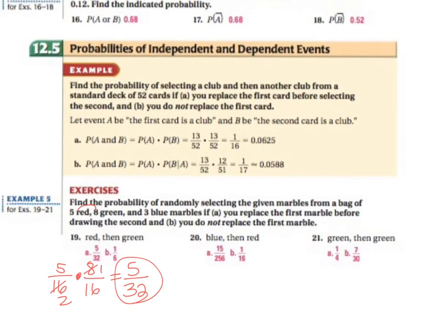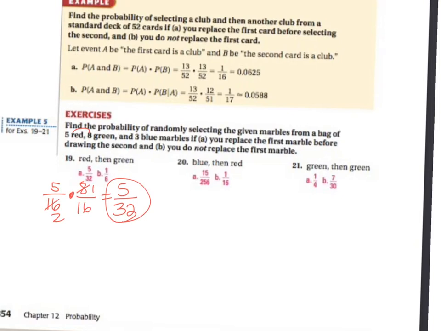And then without replacement, now how does that change it? The denominator on the second one, right? It's still 5 out of 16 the first time, but then it's 8 out of 15. So this goes this.